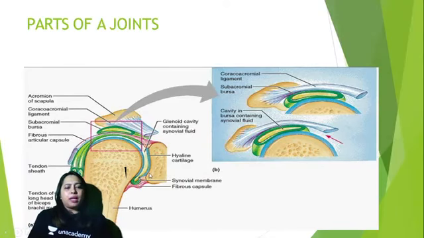So these are some of the parts of the joint. Now here you can see there is lining of hyaline cartilage. Here also there is lining of hyaline cartilage. There is a fibrous capsule. And the fibrous capsule in the shoulder joint is very lax. That means it is very loose. So that is the reason.